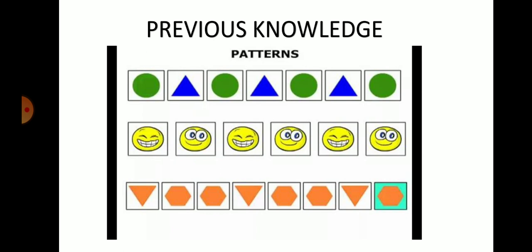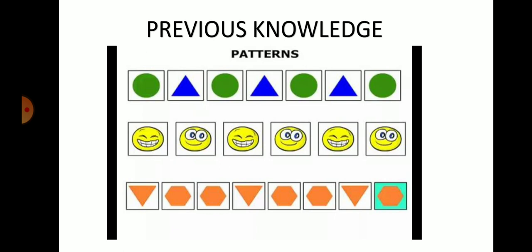A circle, then triangle. Again a circle, then triangle. The same thing is repeated again and again. And we are able to know what will come next. So in the first one, what will come next? It will be a triangle. So in a pattern, there is a definite rule.